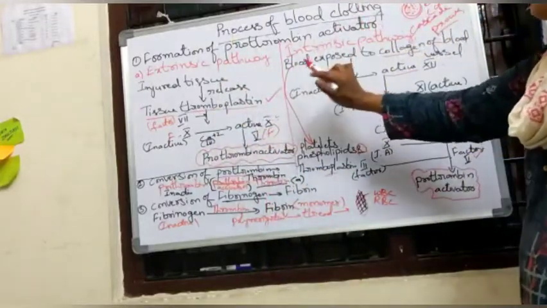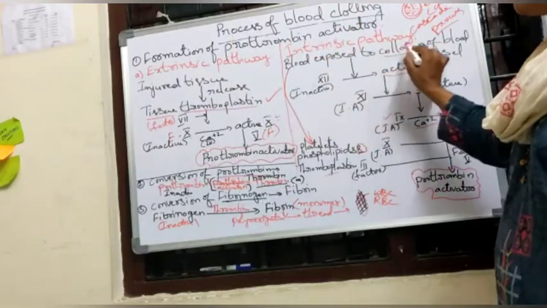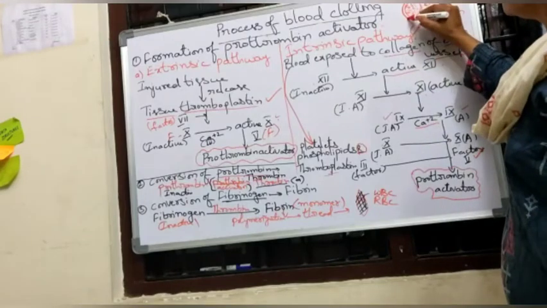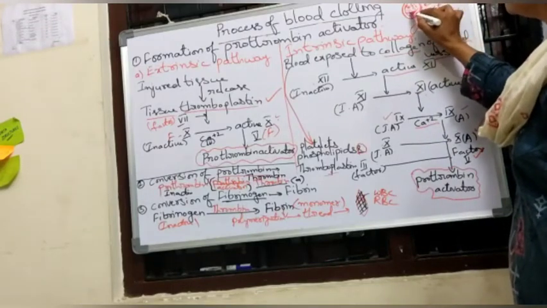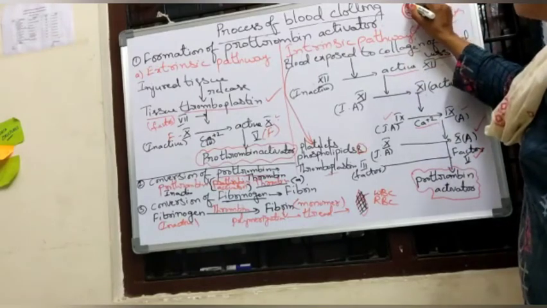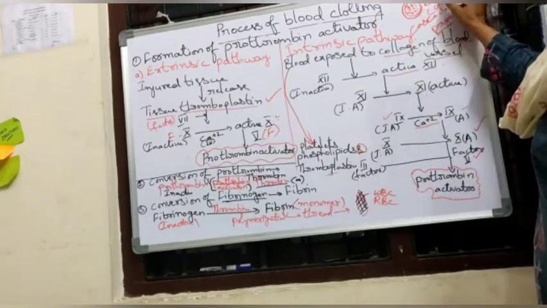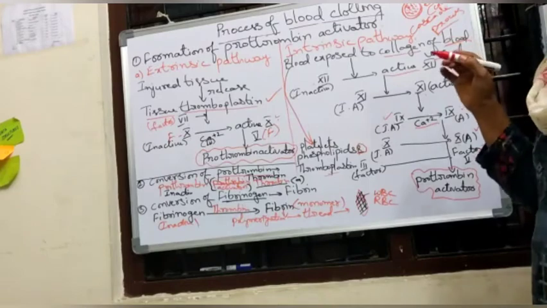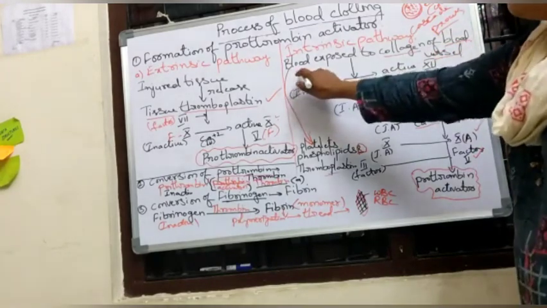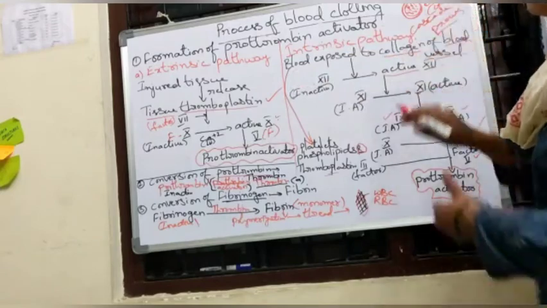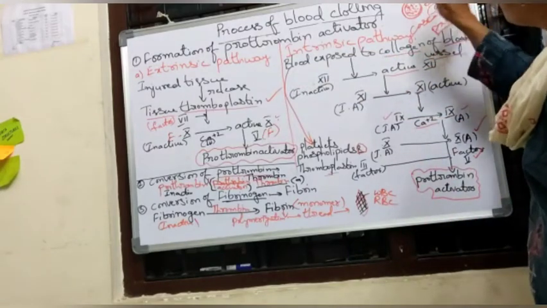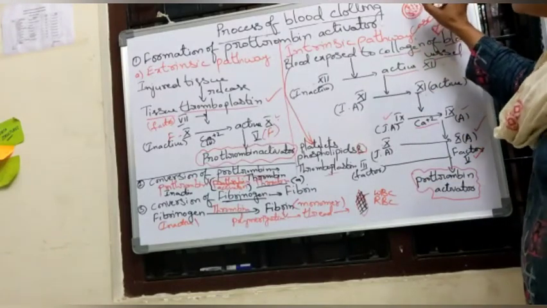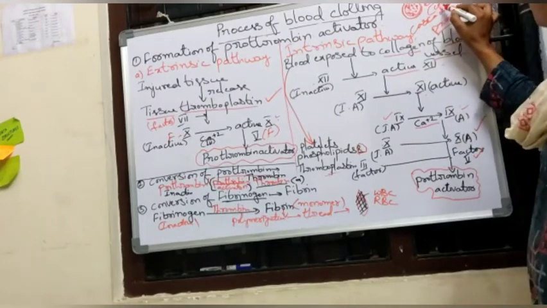In the intrinsic pathway, what happens when the blood is exposed to the collagen of a blood vessel? Here is the blood vessel, and inside the blood vessel is the blood. The outer covering of the blood vessel is called the tunica externa. In this tunica externa, collagen is present. When this blood vessel is damaged, the blood inside the vessel comes into contact with the outer covering of collagen.